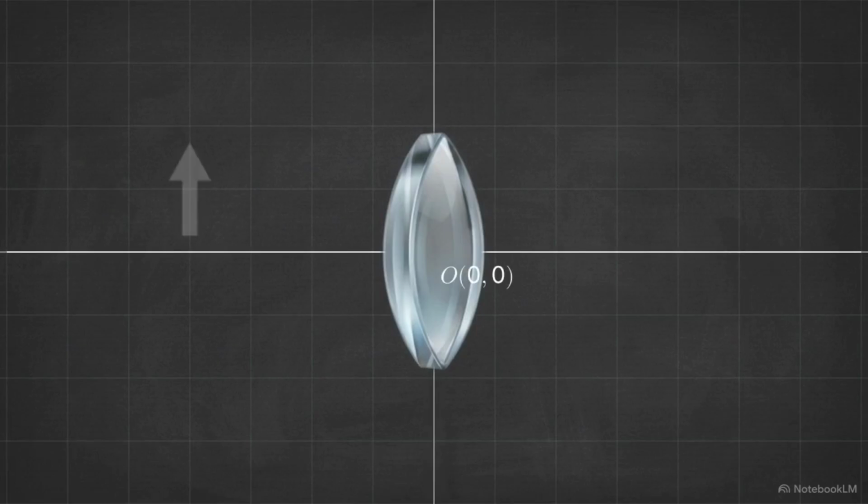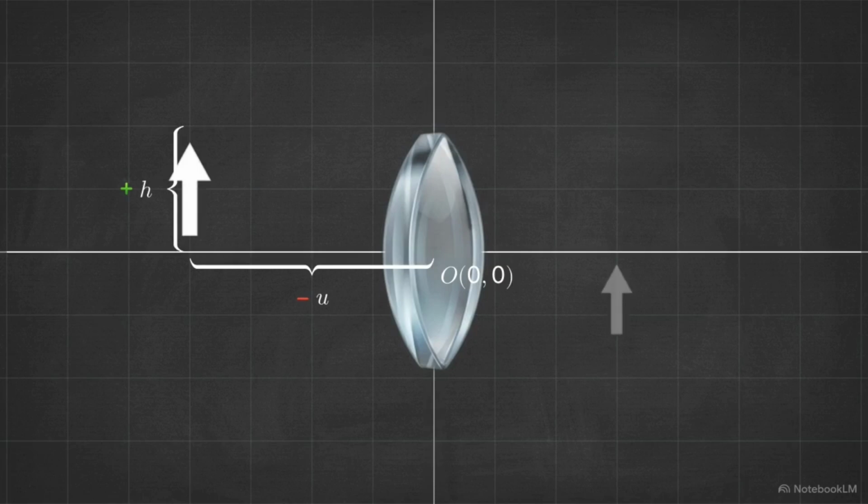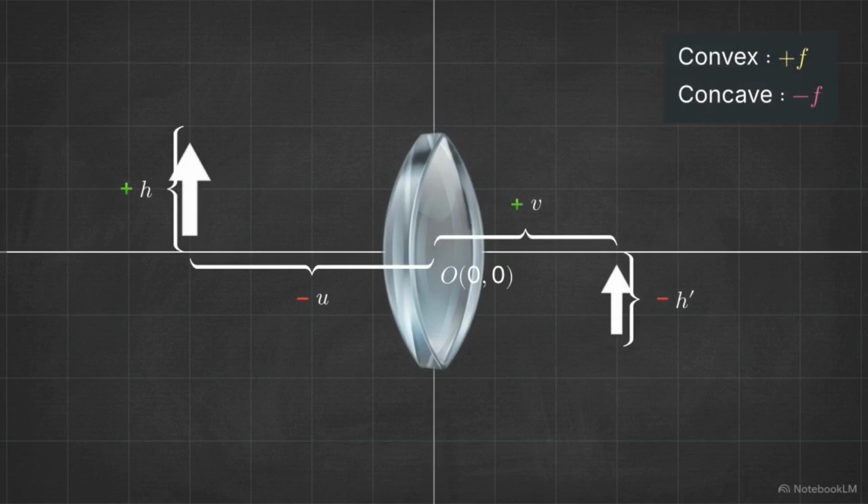This coordinate grid shows the sign convention, a strict set of Cartesian rules used to track these changing angles and distances. By placing the optical center of the lens at the origin, the 0 point on an XY grid, we can accurately assign positive and negative mathematical values to the distances of our objects and images.